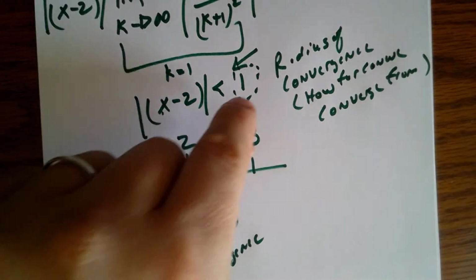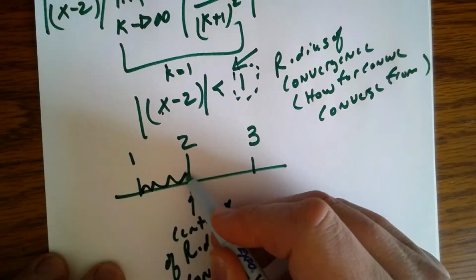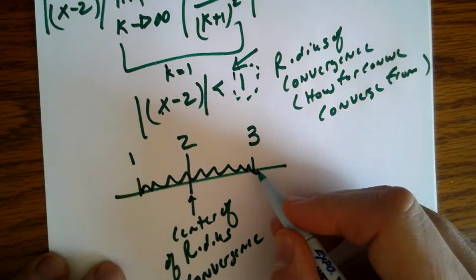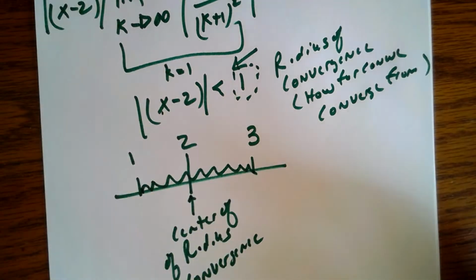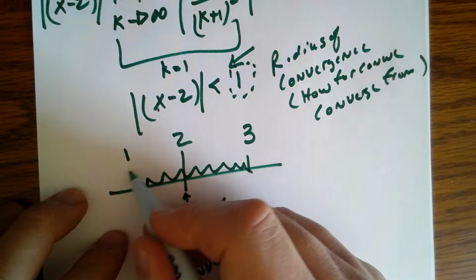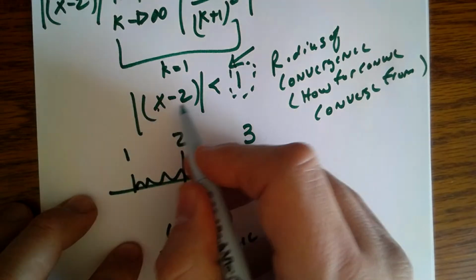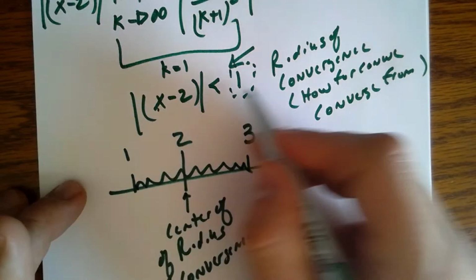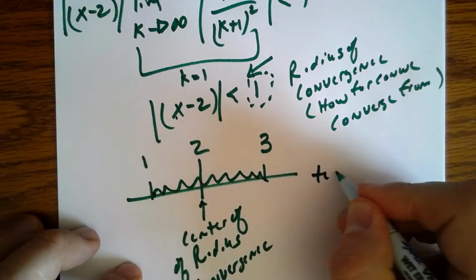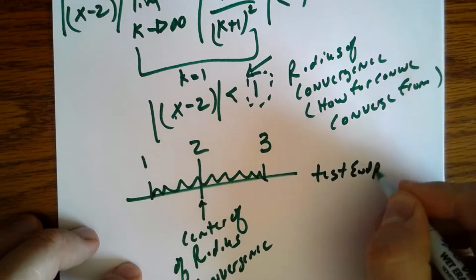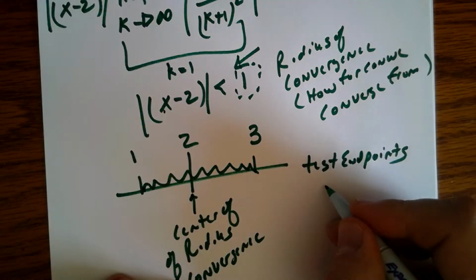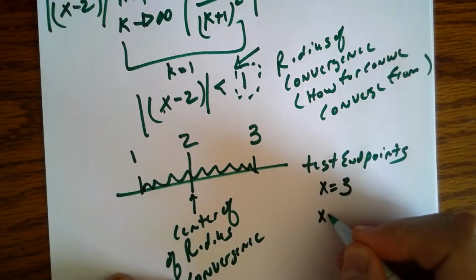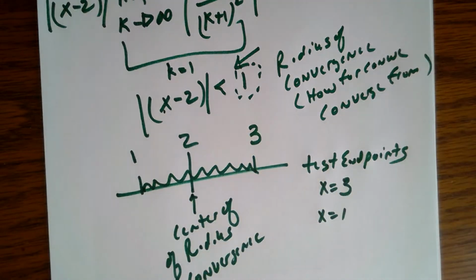Now, here's the deal. This tells us every number in between these two it converges for. But at 3, what's 3 minus 2? That's exactly equal to 1. The test is inconclusive there. What also happens at positive 1? 1 minus 2 is equal to negative 1. Its absolute value is equal to 1. So now we have to test the endpoints. So we have to test this for two particular values of x, for x equals 3 and for x equals 1.